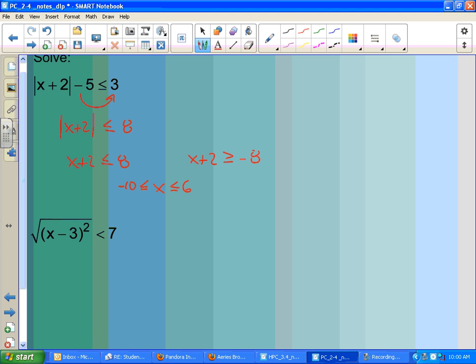All right. Let's take a peek at the next one. You guys, I'm going to start writing these things in interval notation, so just get used to seeing it this way.